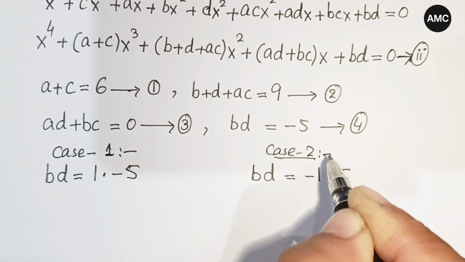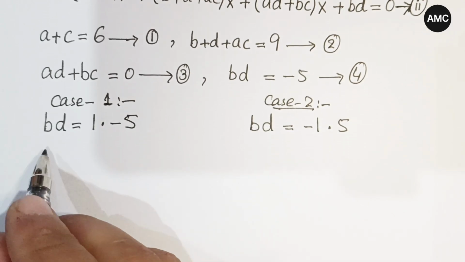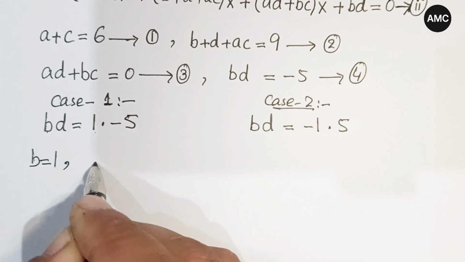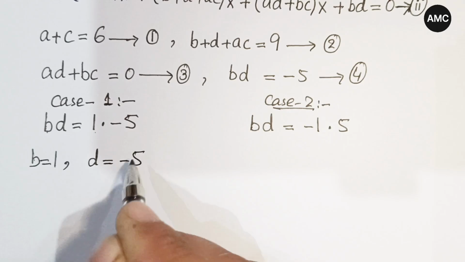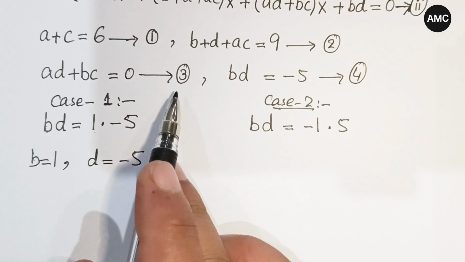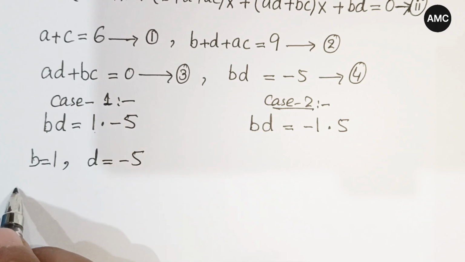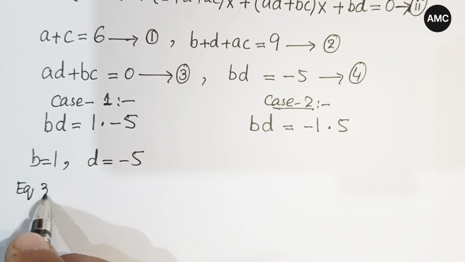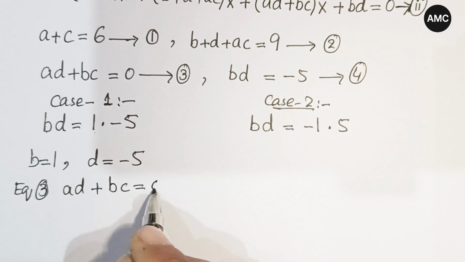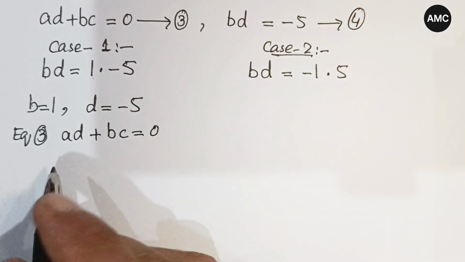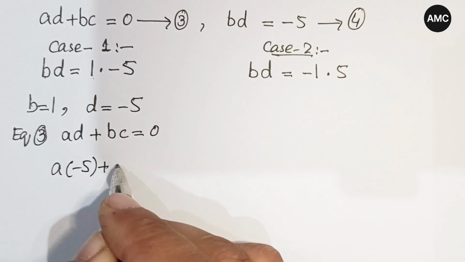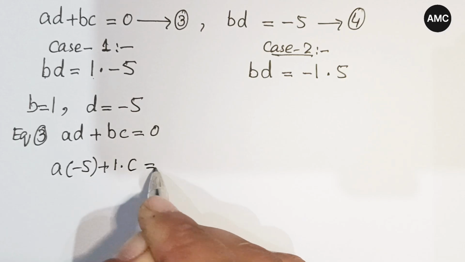Solving these two cases individually, then by system of equations, the value of b will be 1, d is equal to minus 5. So if we put these values in equation 3, then equation 3 will be a times d plus b times c is equal to 0. Here a times the value of d, which is minus 5, plus b, which is 1, times c is equal to 0.